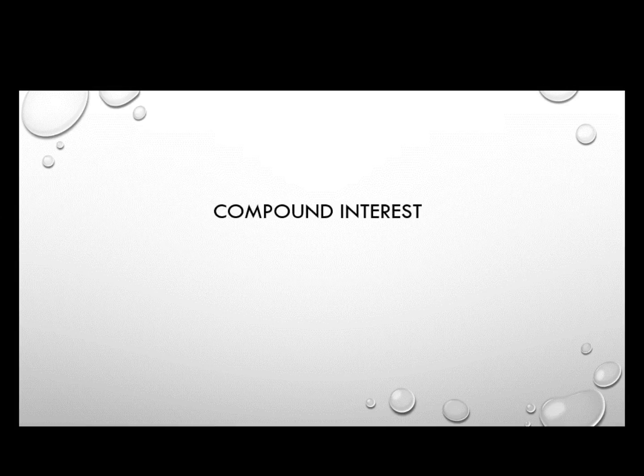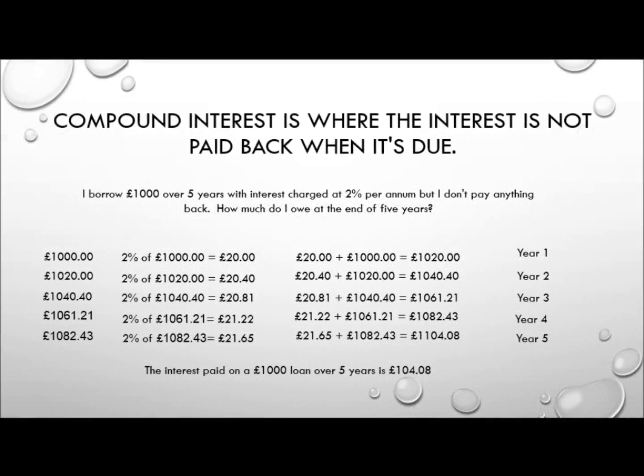Welcome to another GCSE revision video, and in this video we're going to be looking at compound interest. Compound interest is where the interest is not paid back when it's due. For example, I borrow £1,000 over 5 years with interest charged at 2% per annum, but I don't pay anything back. How much do I owe at the end of 5 years?